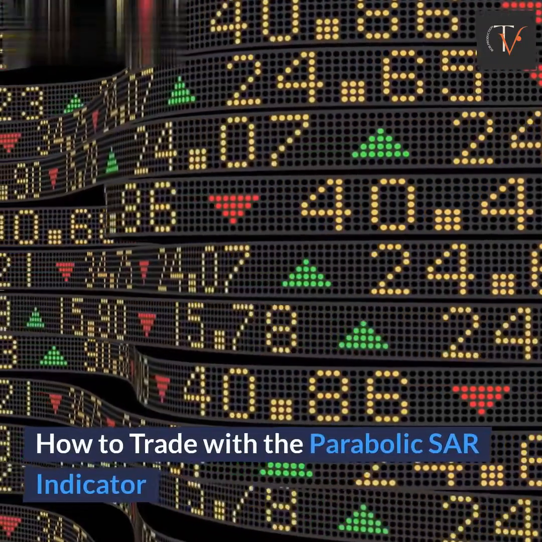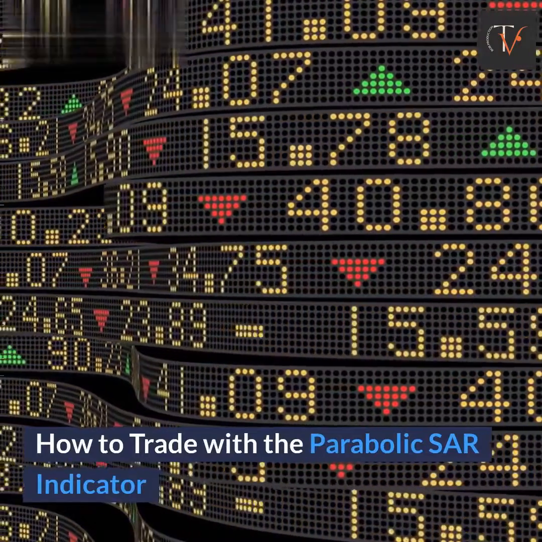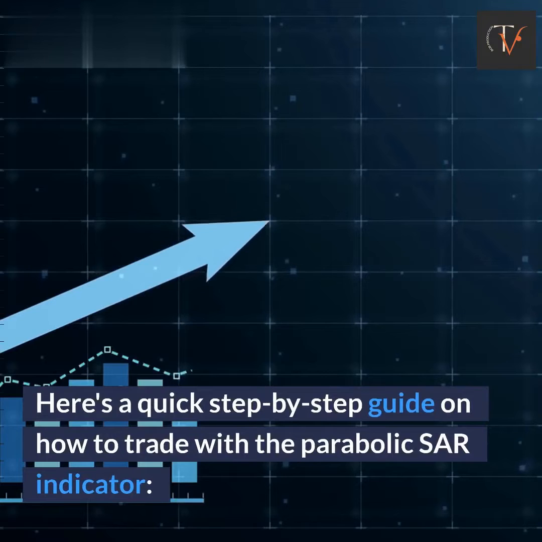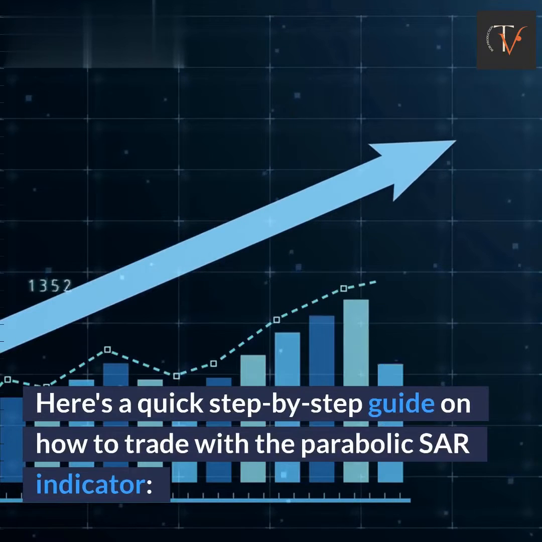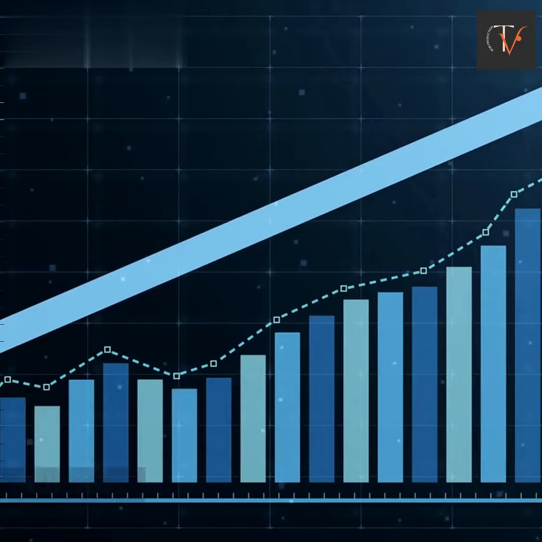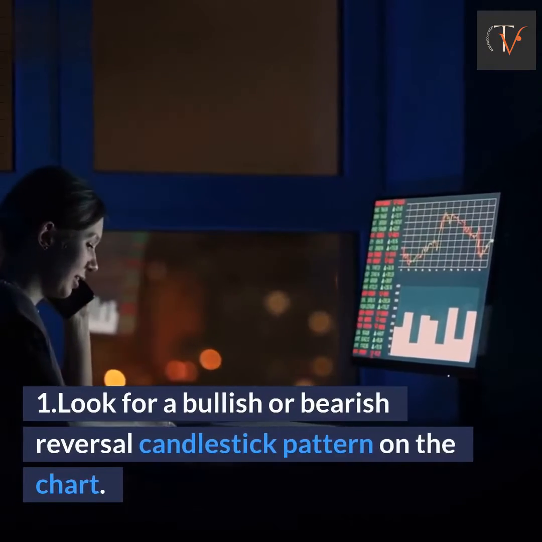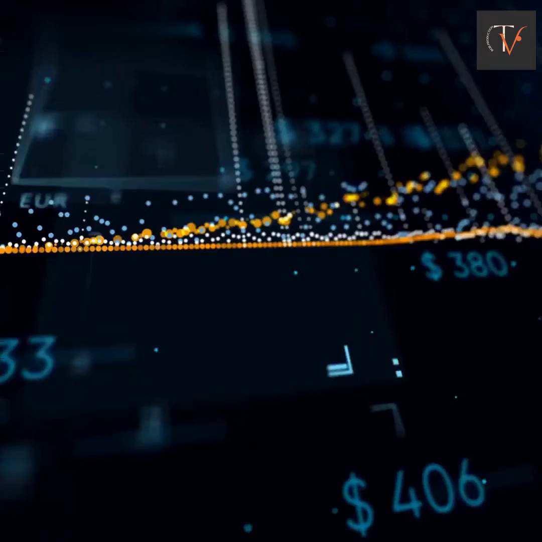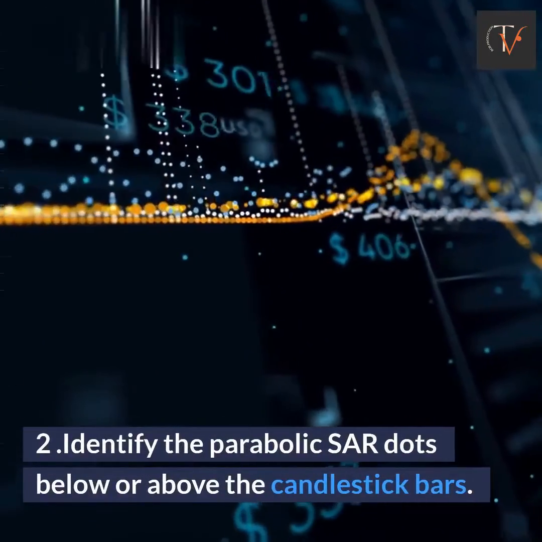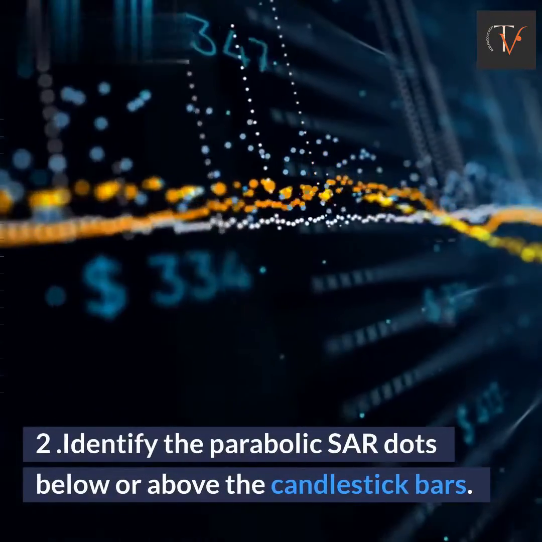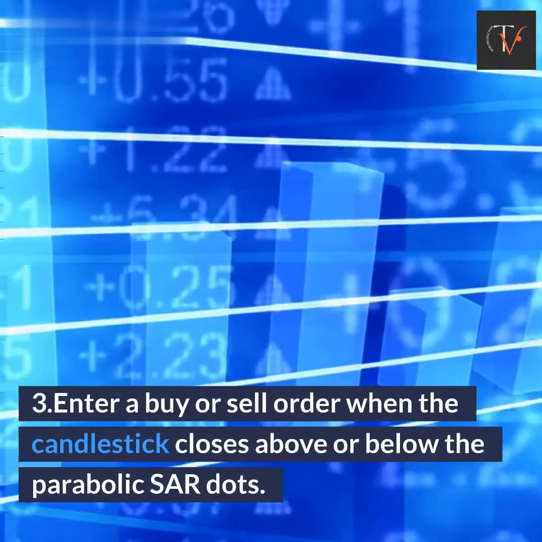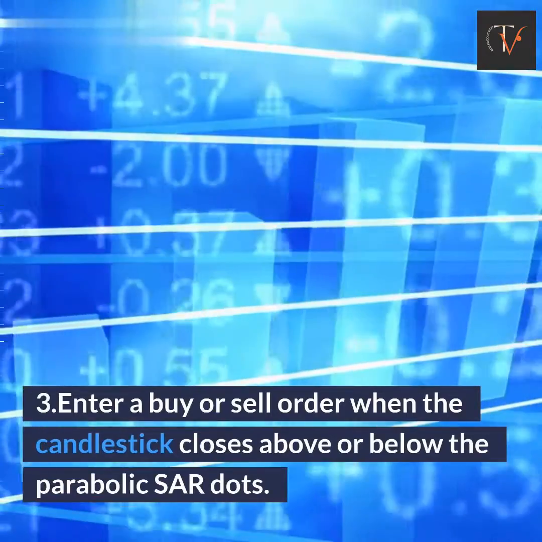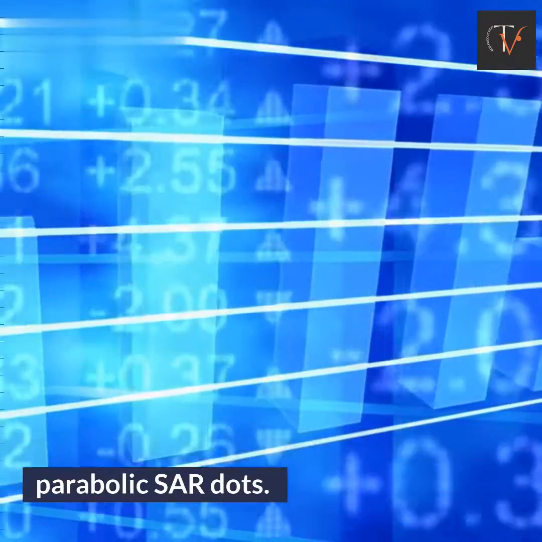How to trade with the parabolic SAR indicator. Here's a quick step-by-step guide on how to trade with the parabolic SAR indicator. 1. Look for a bullish or bearish reversal candlestick pattern on the chart. 2. Identify the parabolic SAR dots below or above the candlestick bars. 3. Enter a buy or sell order when the candlestick closes above or below the parabolic SAR dots.